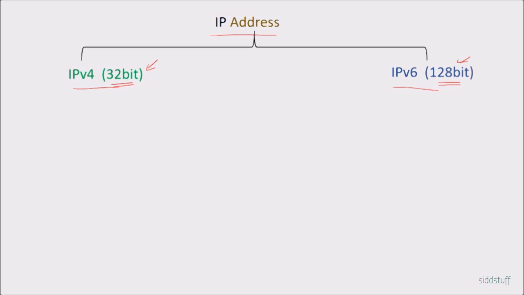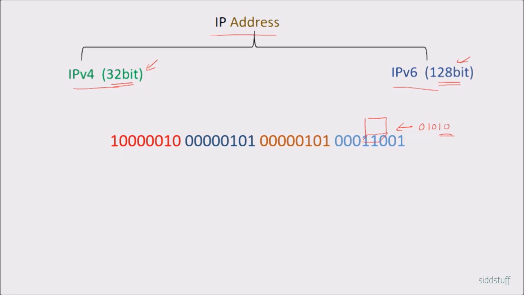First of all, let's talk about computers. We know that our computer machine only understands 0 and 1. So in reality, these IP addresses are represented like this in 0 and 1 form, and this is your IP version 4. As you can clearly see here, it has 32 bits, that means 32 0s and 1s.